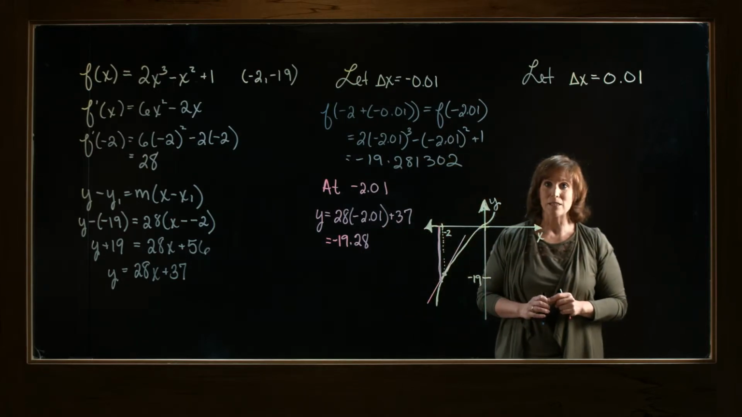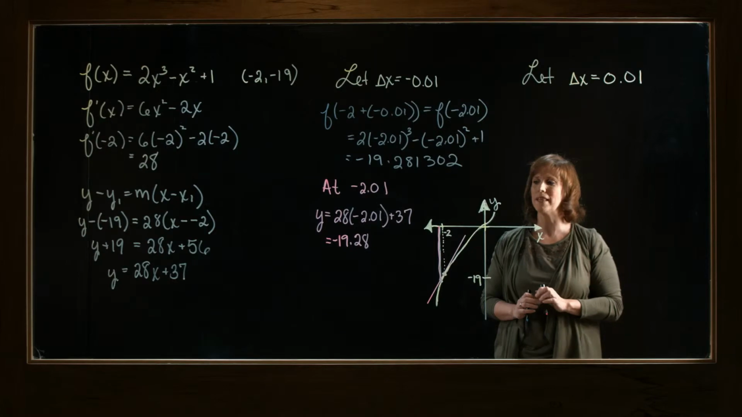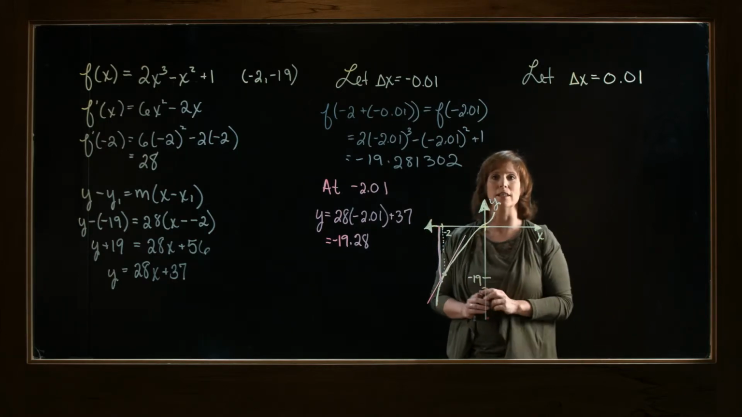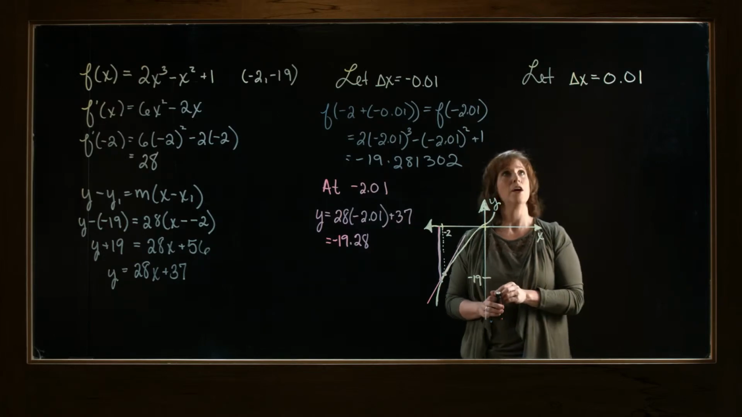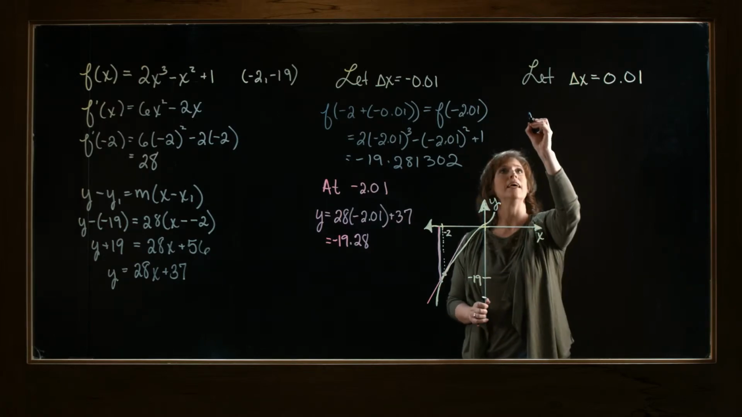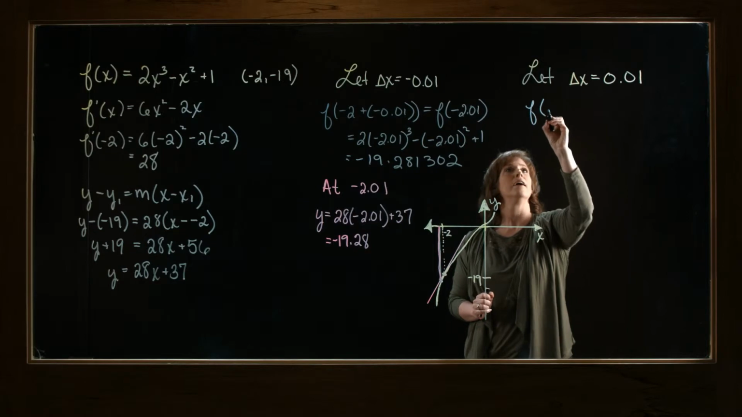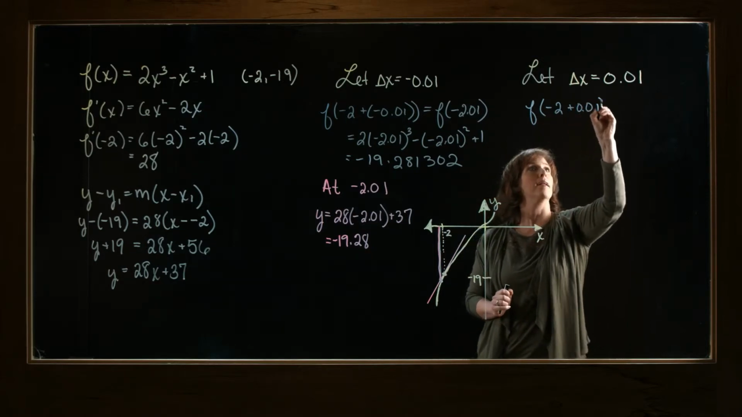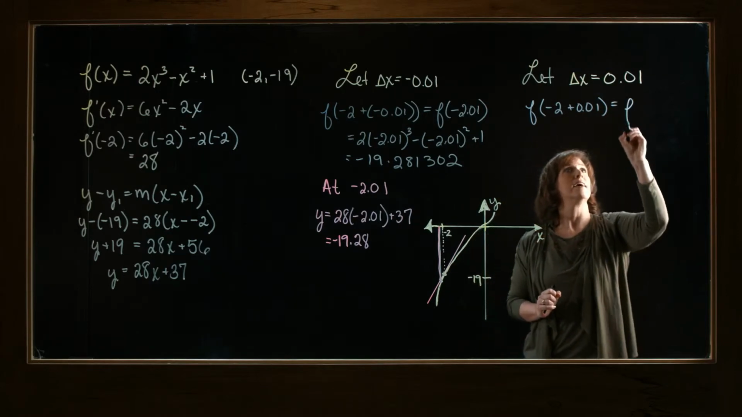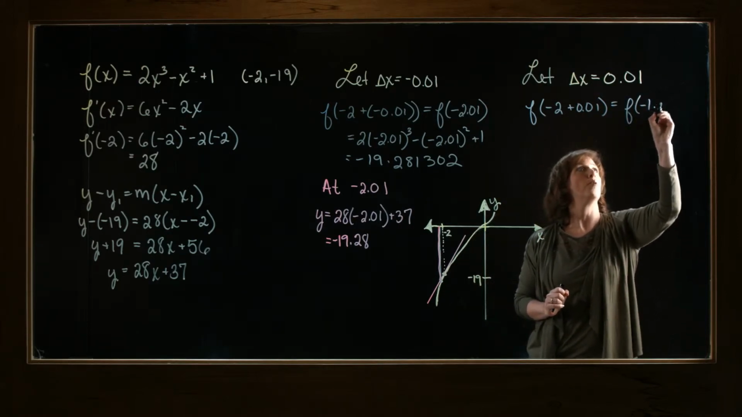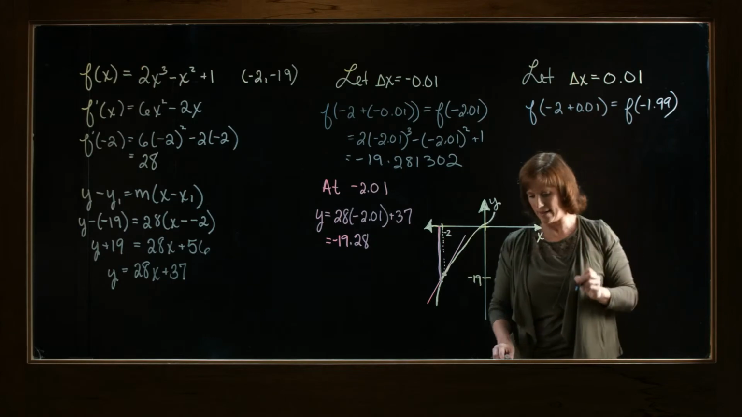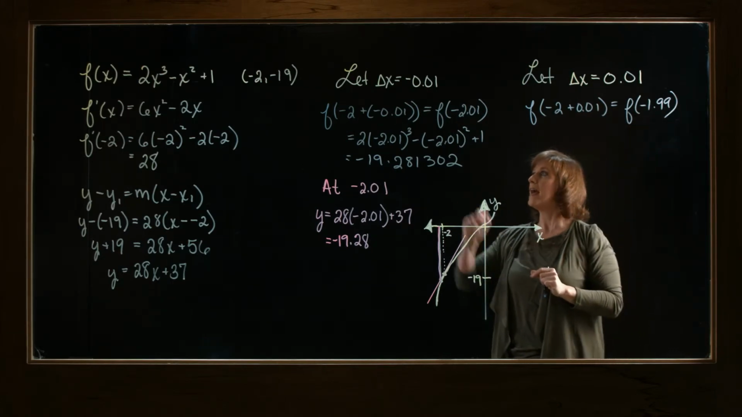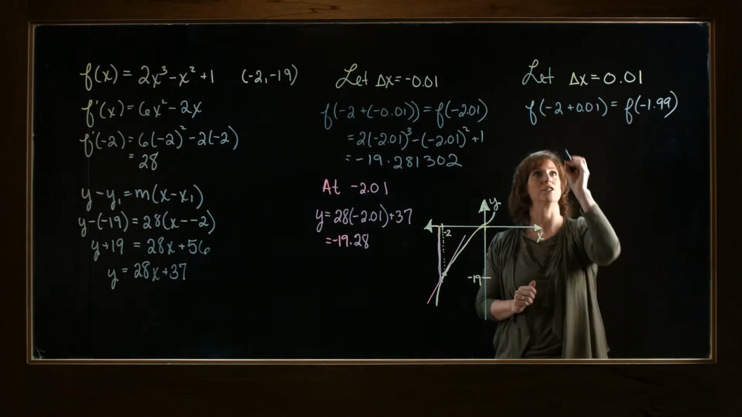The next thing the problem asks me to do is repeat this whole process, but this time, instead of looking a little to the left of -2, I'm going to move a little to the right of -2. So let's begin by looking at f of -2 plus 0.01. This is f of -1.99. And again, I need to take this -1.99 and plug it into the original function.